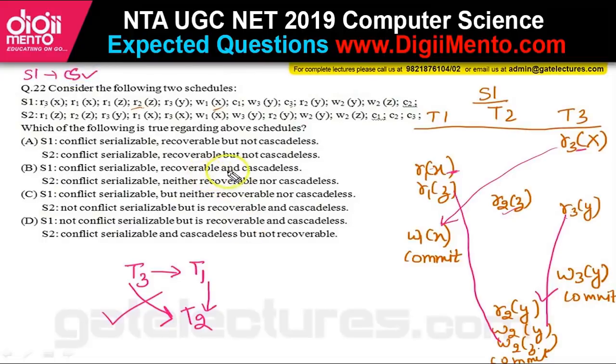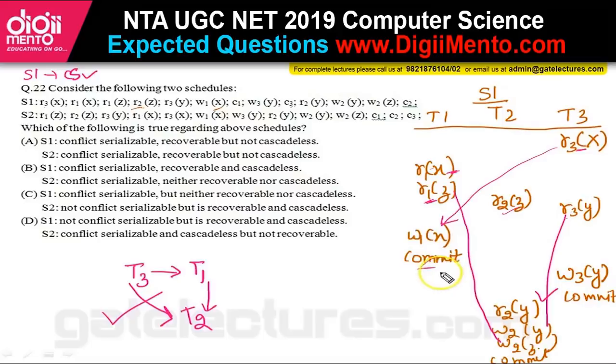Second, it is also recoverable. Why? Because I'm not taking my data from an uncommitted transaction. If you can see, my transaction T1 is only reading the data Z, and even that is before any operation on Z, and it is writing on X because it is already reading it. Okay, and no one is performing any writing operation on X, so it is perfect.